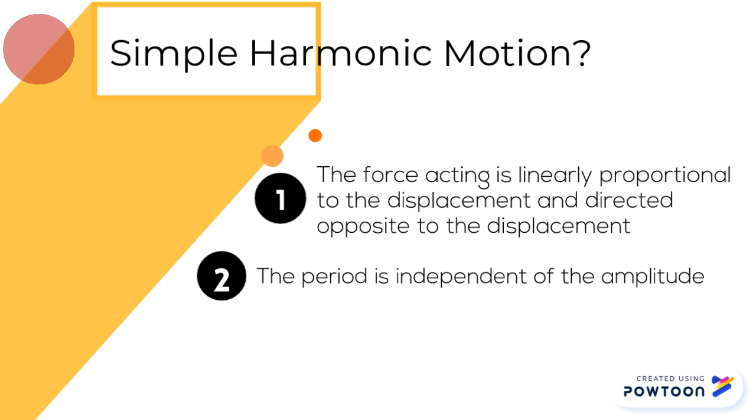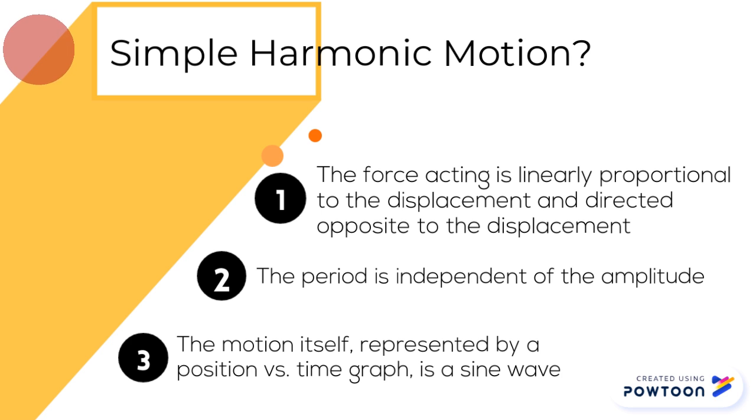The second sign is that the period is independent of the amplitude. This means that the period is not affected by the amplitude in any way. Lastly, the motion represented by a position versus time graph is a sine wave graph.